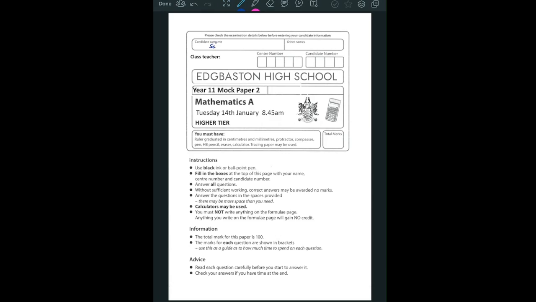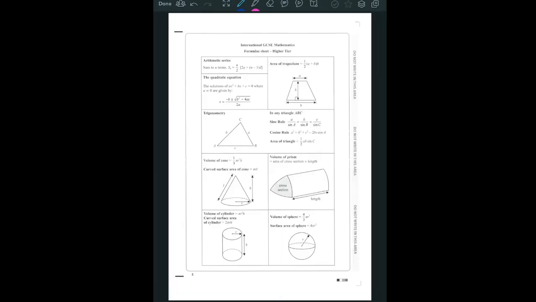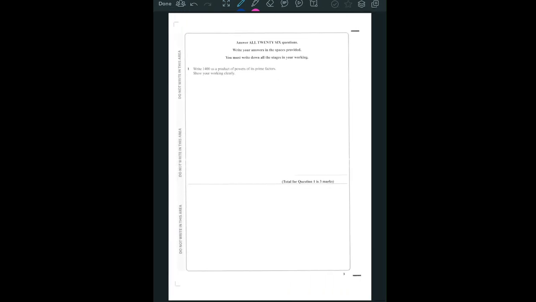We'll go for the name this time of Mr. Scheme, first name Mark. So let's get straight into it. I've got my calculator to the side. Page 2 is always the formula sheet. Know what's on there, know that you can use that at a moment's notice. And we're into question number 1.